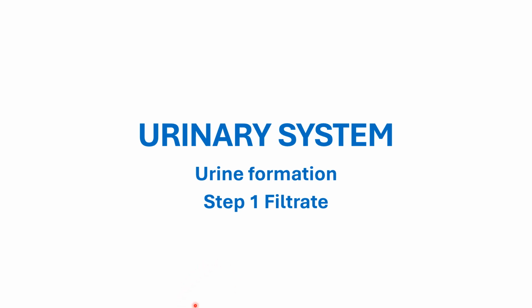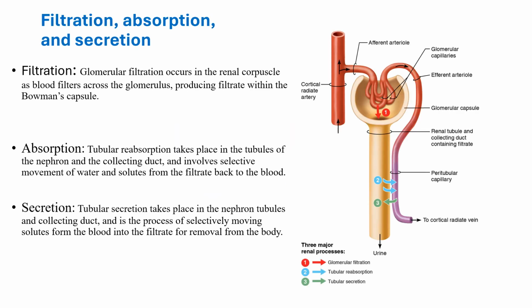Urinary system. In this video we are going to see how urine is formed. Three processes happen in the nephron to make urine. The first one is the filtration. Filtration occurs in the renal corpuscle, and the blood is filtered across the glomerulus, producing filtrate within the Bowman's capsule.